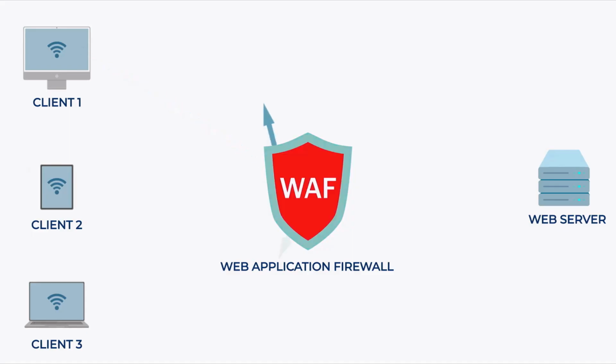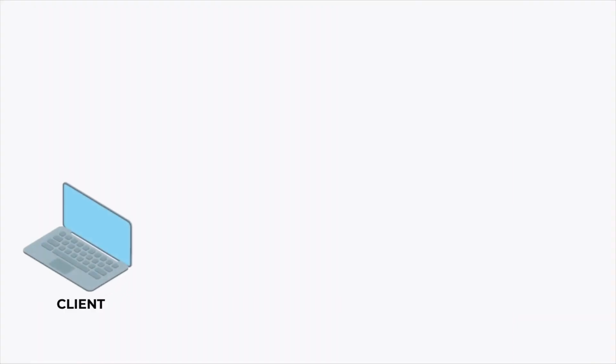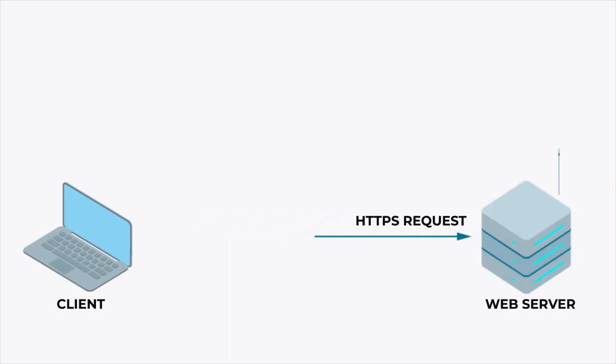A WAF, usually in conjunction with a server's security module, monitors incoming traffic, inspects each request, and uses a set of rules to block anything suspicious. This helps prevent hacking attempts and traffic overload attacks like distributed denial of service or DDoS attacks. SSL and TLS encrypt the data that is exchanged between your browser and the web server, keeping sensitive information like password and payment details safe from hackers.